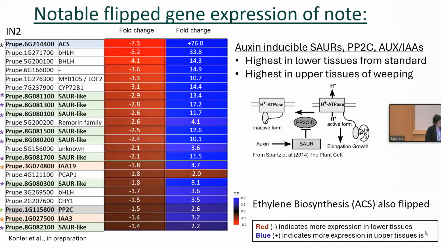And what was really noticeable in some of the genes that were differentially expressed between top and bottom and then compared between genotypes was that many of them had to do with auxin. There are lots of auxin-inducible SAURs, PP2Cs, and Aux/IAAs that were notably reverse expression. So down in the blue is more expression in the upper tissues in a weeping tree, while more expression in the lower tissues in the standard.